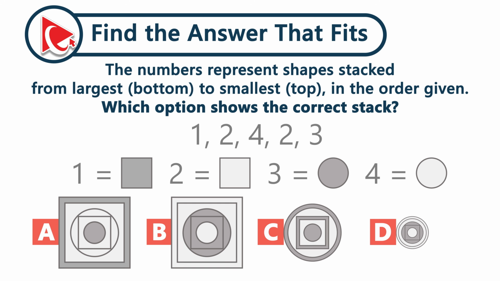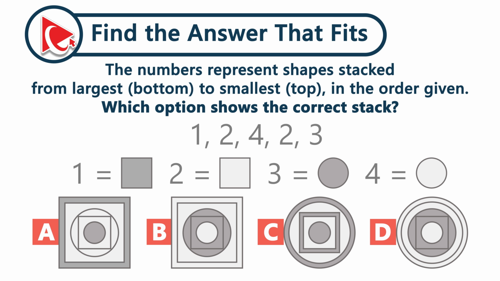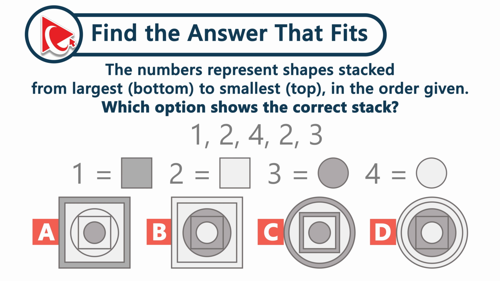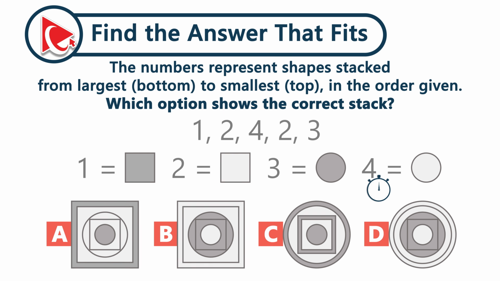In this question, you're given a code 1, 2, 4, 2, 3, and each number maps to a unique shape. Your task? Visualize the stack largest to smallest and spot the right result.